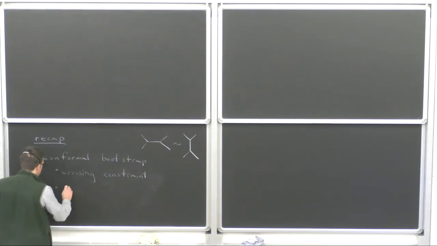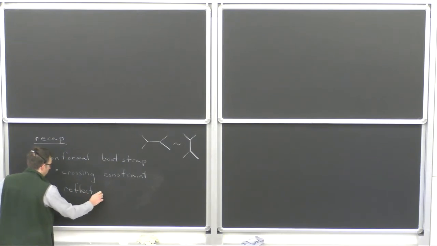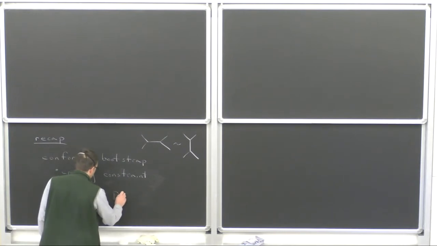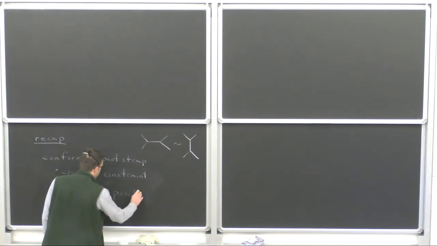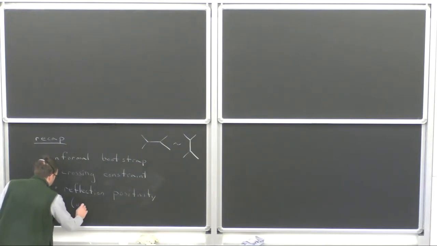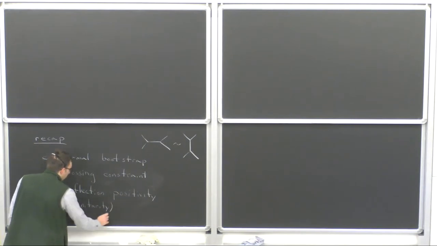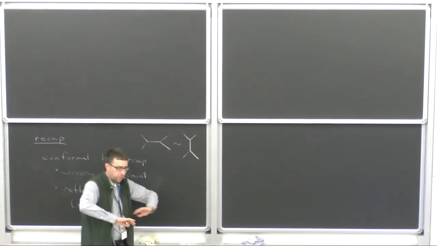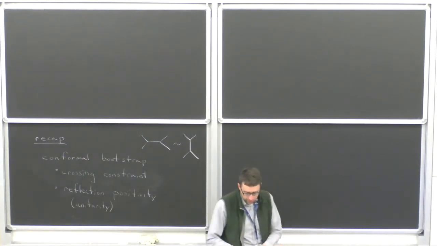And I'd claimed last time that I could even rule out certain choices, although to do that, I needed to make an additional assumption, apply an additional assumption to my theory, the assumption of reflection positivity, or in a Lorentzian context, it's often called unitarity. And I claim once I apply that, I'm going to be able to rule out whole swaths of conformal field theories. So that's where we were last time.